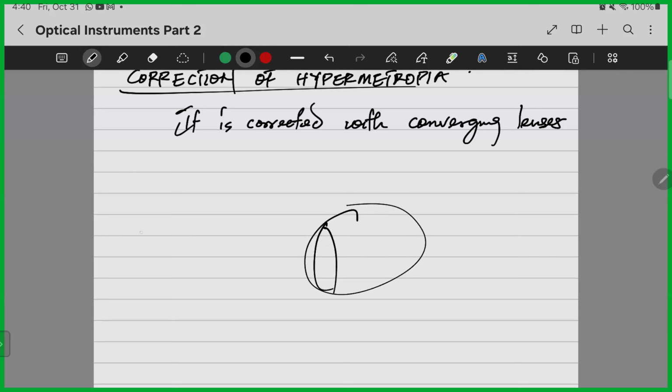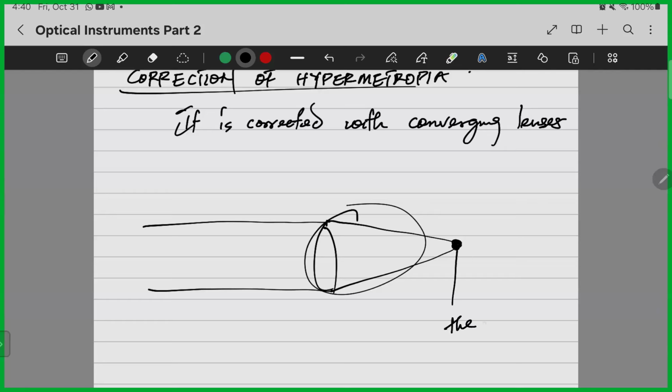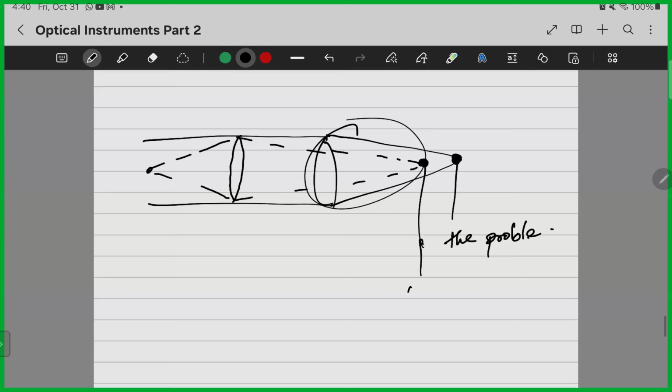And the idea here is, we have the eye, the big eye. Let's say light is traveling, and normally for this defective eye, it bounces somewhere here, the problem. So when you put a converging lens, it now makes it converge here now. Are you with me? On the retina. This is the problem. On the retina. This is the correction. This is a converging lens.